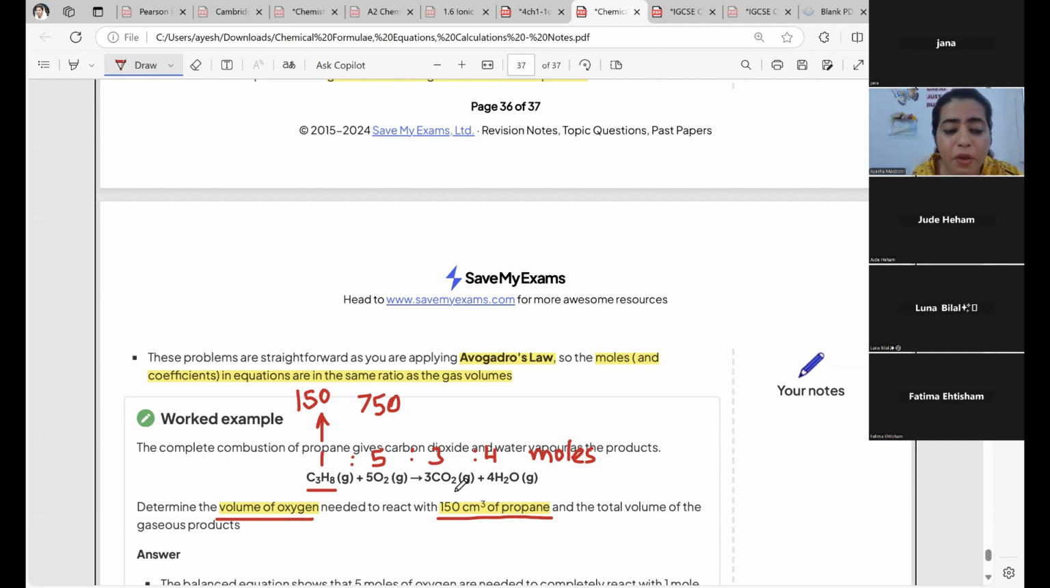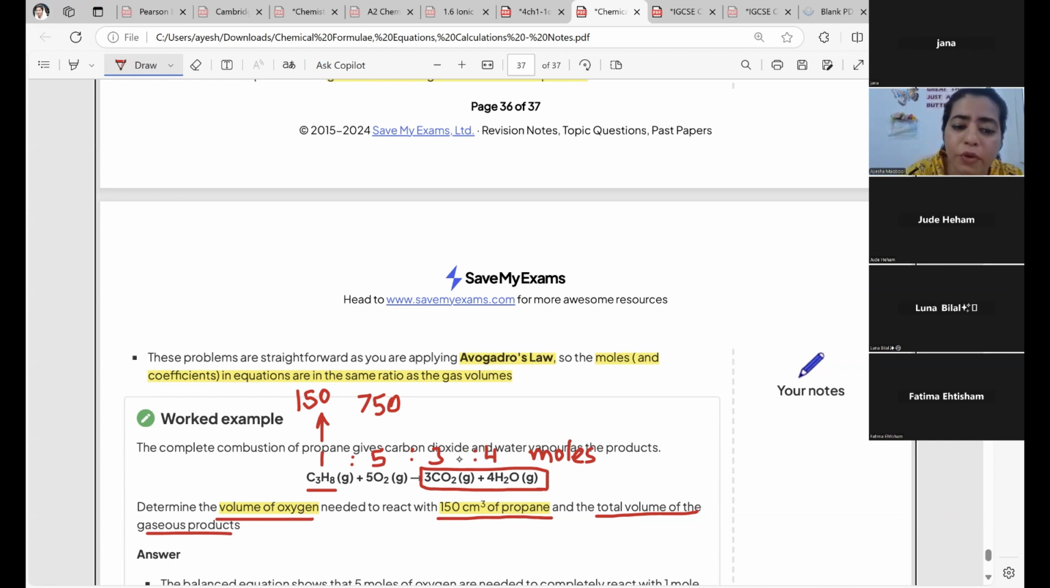Now they're asking one thing more. What is the total volume of all the gaseous products? Products and gases only. So we have 2 gaseous products, 3 CO2 and 4 H2O. Both are gases. We don't have to find the reactants, only the products. If they say total gases, then it would be reactants and products. Now they're saying just gaseous products, so find the volume of CO2 and H2O and add them together.